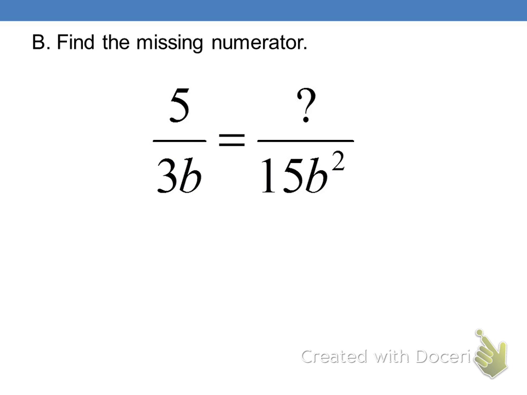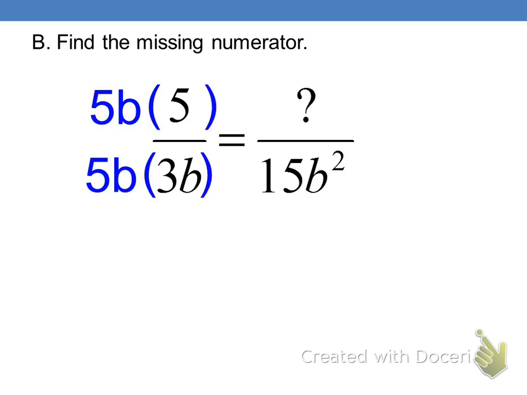All right, once again, we're going to find the missing numerator. All right, how would I turn 3b into 15b squared? 5b. So I'm going to multiply the denominator by 5b and the numerator by 5b. What is 5b times 5? 25b. Very good.